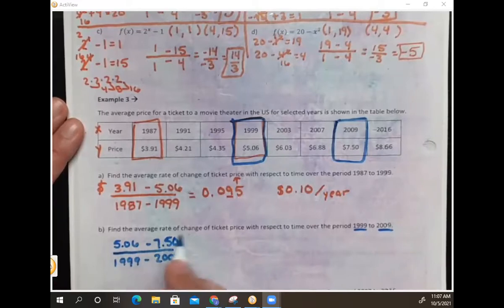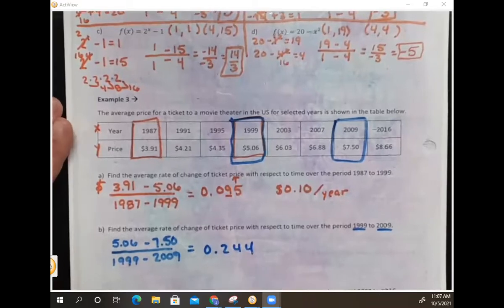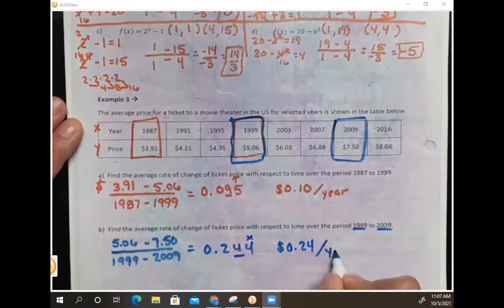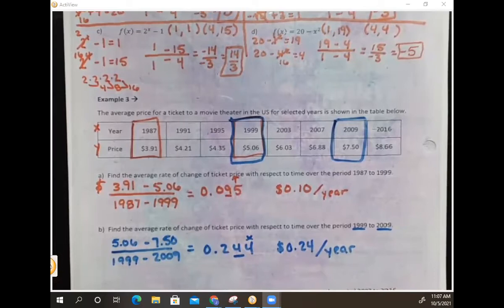And again, you can throw this in your calculator. We're going to get some decimals again, decimals that we'll have to round. When I type this in, I should get 0.244, and then I'm going to stop again after 3 places so that we can round to the nearest penny. Since my third number is a 4, we know that we're going to stay. So I'm looking at 24 cents per year. So over this 10-year time frame, our ticket prices increased by about 24 cents per year.